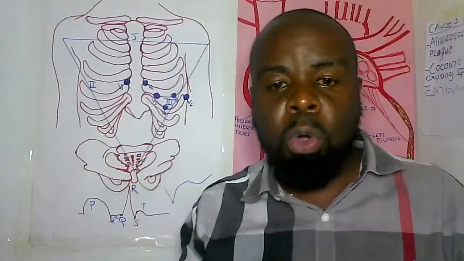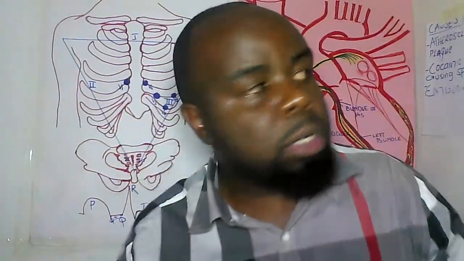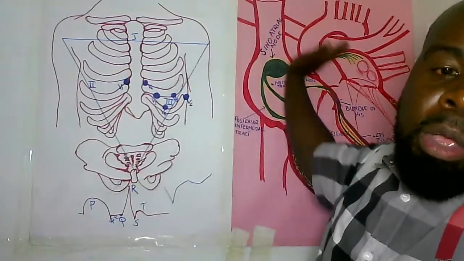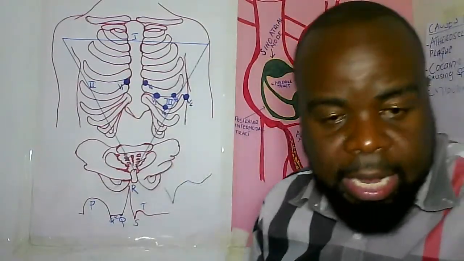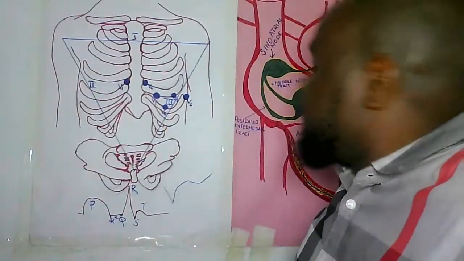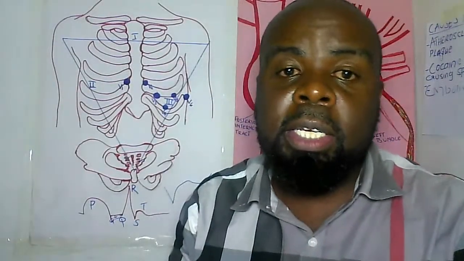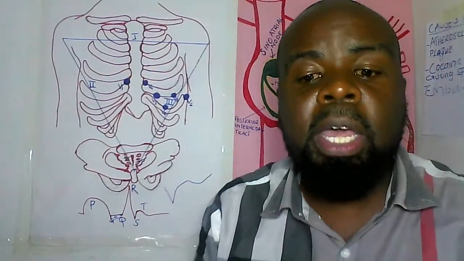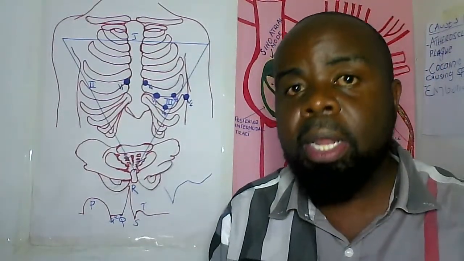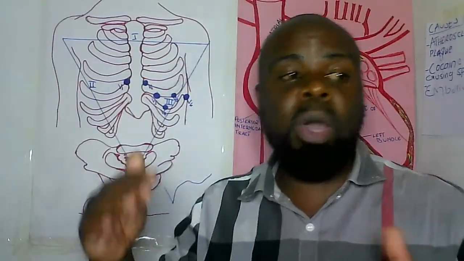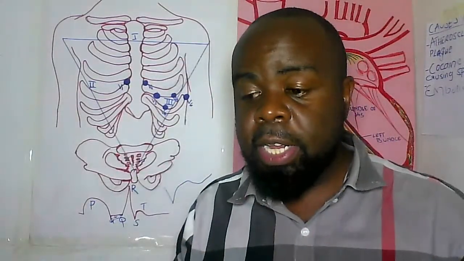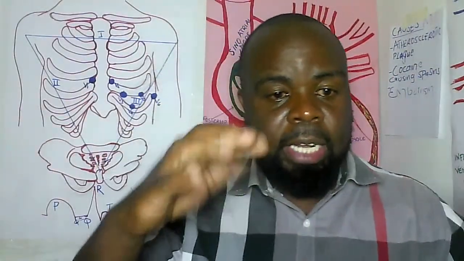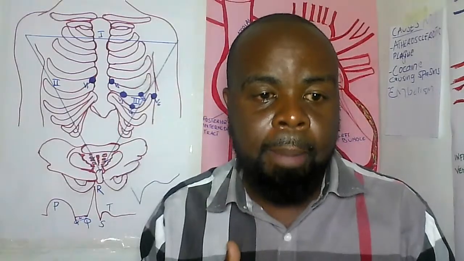What if it is slow? When it is slow and it's above here, we call it sinus bradycardia. But when it's slow and it is within the ventricles, we call it heart block. And in heart block, they are divided into two, type 1 and type 2. You get it? So when you are dividing them and checking them, bradycardia, slow, is below 60 beats per minute.